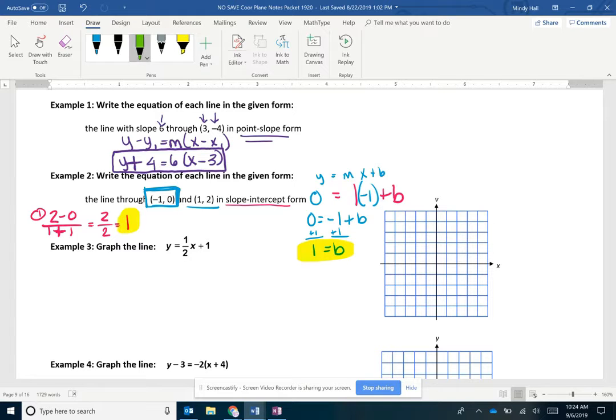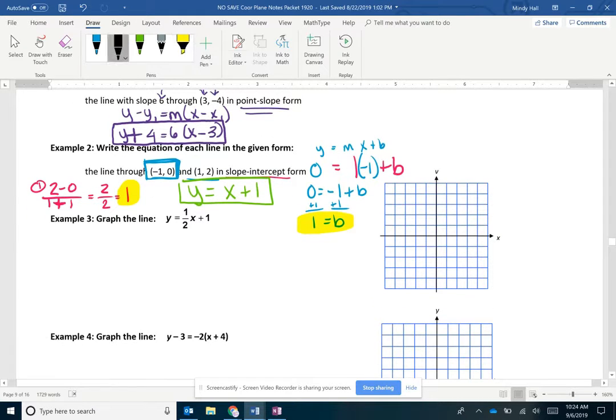So then to write this in slope-intercept form, it's going to be y equals x plus 1. And that x plus 1 comes from our slope and y-intercept. And the slope, we just don't write that 1 there. Okay? All right. So moving on, let me draw a little line so I don't mix up my work.